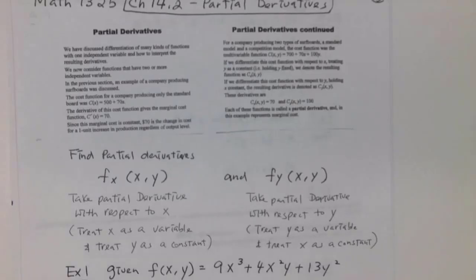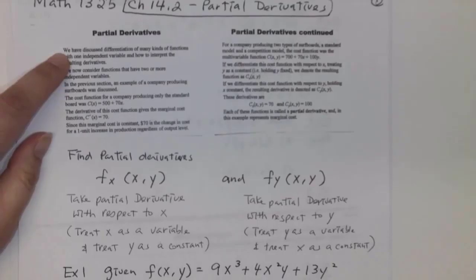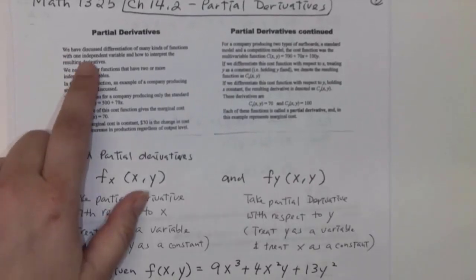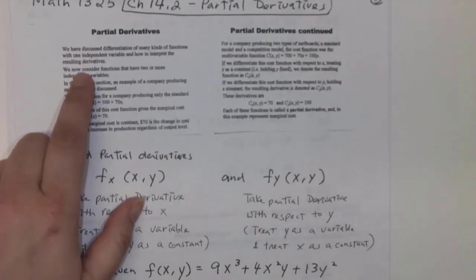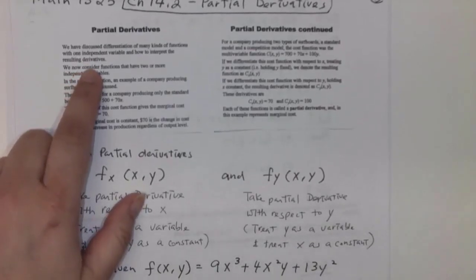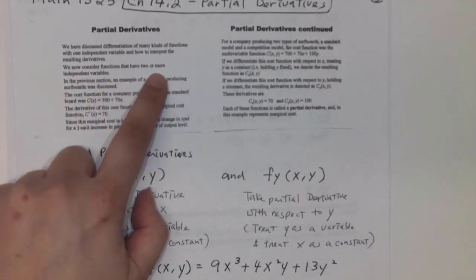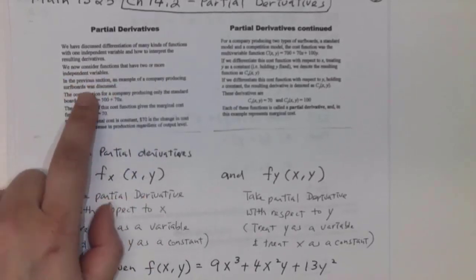Chapter 14.2 is about partial derivatives. We have discussed taking derivatives of many kinds of functions with one independent variable and how to interpret the results of derivatives. We now consider functions that have two or more independent variables.